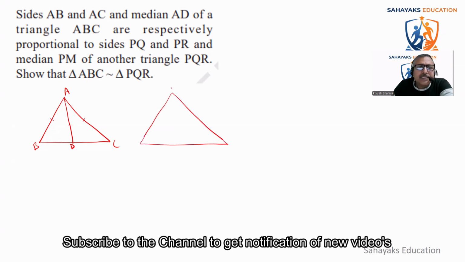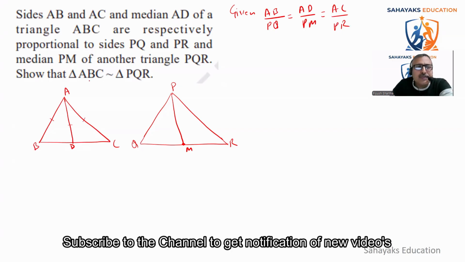What is this triangle? It's PQR. So we say the median is PM. Okay, so what is given? Given to us is AB by PQ is equal to AD by PM is equal to AC by PR. This is given to us.